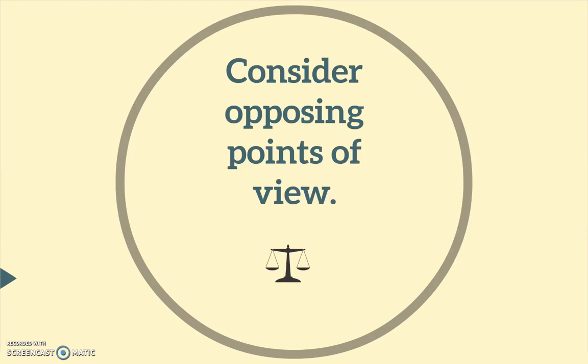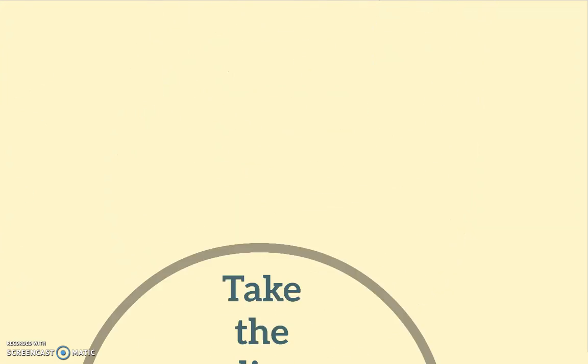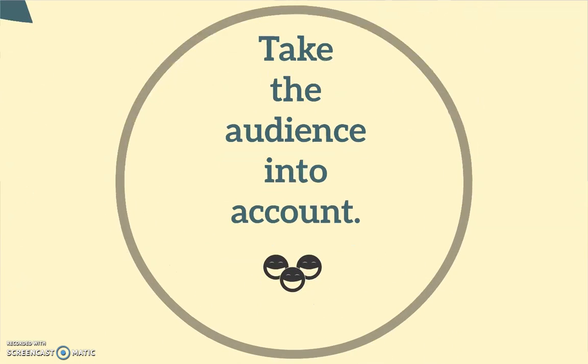Consider opposing points of view. Look carefully at the main argument and the counter-arguments. Are there biased explanations or flaws in reasoning? Take the audience into account. Focus on the reasons it might be important for the author to persuade a person, group, or organization to think in a specific way.